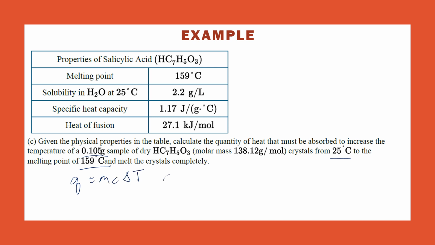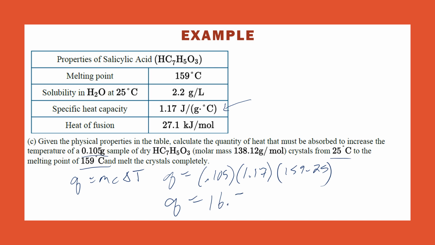And so our mass is 0.105. Our specific heat capacity in joules per gram Celsius is 1.17. And our change in temperature, if we subtract the 159 and the 25 degrees Celsius, that'll give us our change in temperature. So when we calculate, multiply those together, we get that our Q is 16.5 joules. So that is to change the temperature. That one's for the first part there.